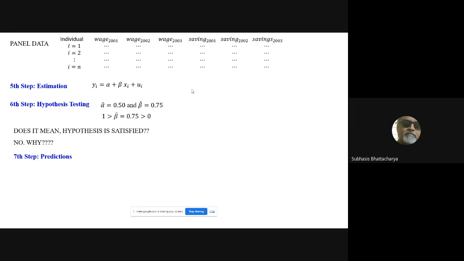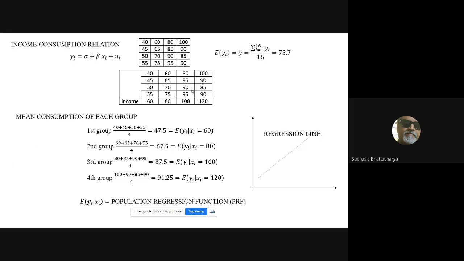And then what are we doing? Then we consider the predictions. This income-consumption relationship that we discussed, yi = alpha + beta xi + ui, indicates some foundation. When we are dealing with econometrics, this is called the classical linear regression model.